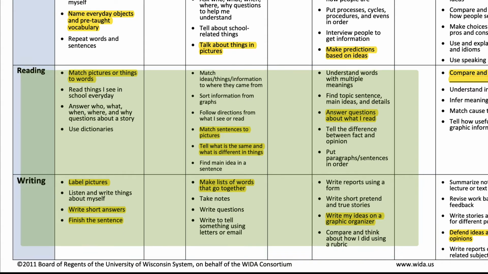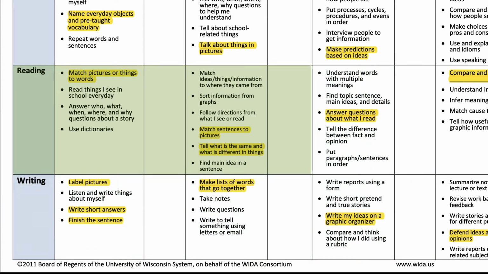Notice in reading, my Level 1s and 2s are asked to match pictures to things and words, match sentences to pictures, and should be able to tell the difference between similar and different things. In writing, they're asked to label pictures, write short answers and finish sentences, and make lists of words that go together. For this reason, I chose to use LiveWorksheets.com.